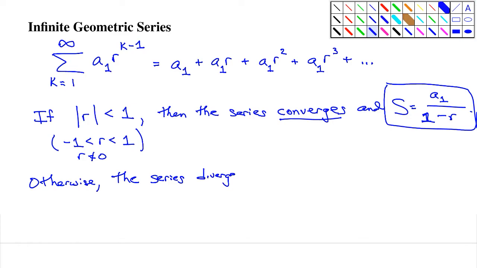So converges means that you can actually get a sum, and diverges means that you cannot get a sum, where, as you keep adding terms, it approaches a certain number that we call the sum.